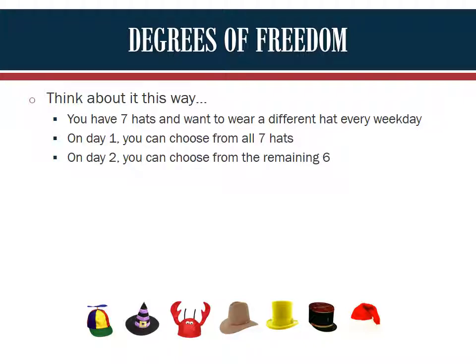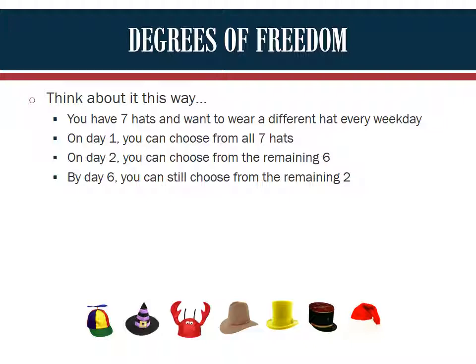On day 2, because you want to wear a different hat every day of the week, you no longer have 7 choices. Now you have 6. So you've already worn the hat with the propeller on top on the far left there. That means you can choose from the remaining 6 to wear on day 2. So you only have 6 choices now. So say you choose the witch hat on day 2. And keep going in this fashion, right? So on day 3, you can choose from the remaining 5, etc. By day 6, you can still choose from the remaining 2.